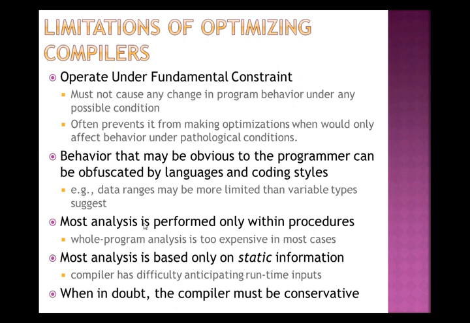Then what are the limitations of optimizing the compilers? That is the next topic, that is limitations of optimizing the compilers. What are the limitations? The main limitation is that every person has a different opinion and a different programming style. So this is the main limitation.